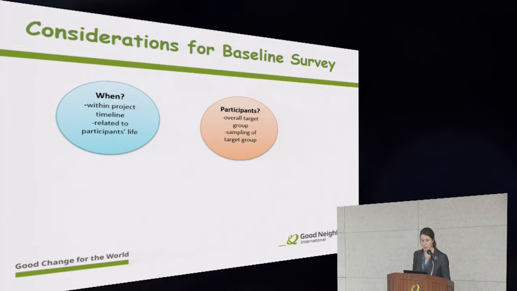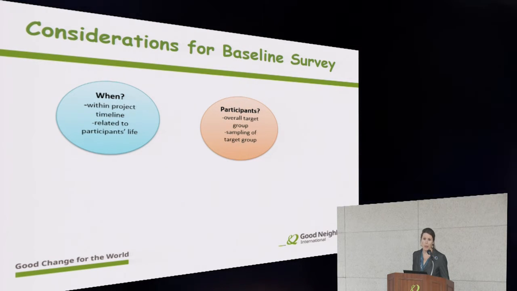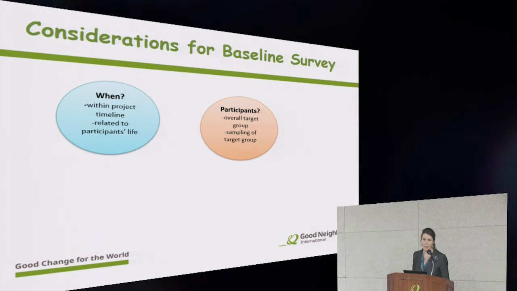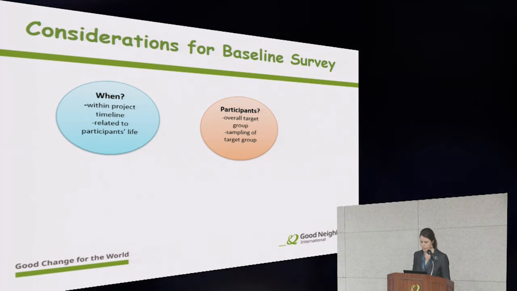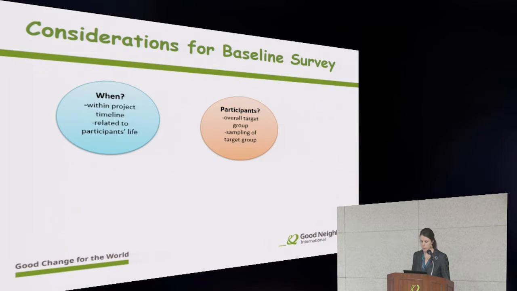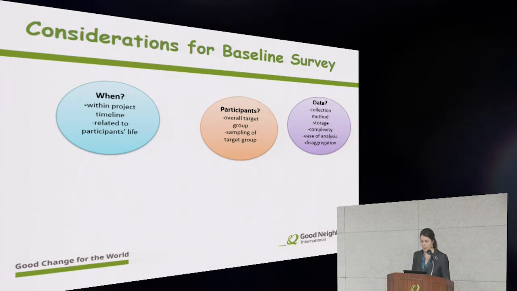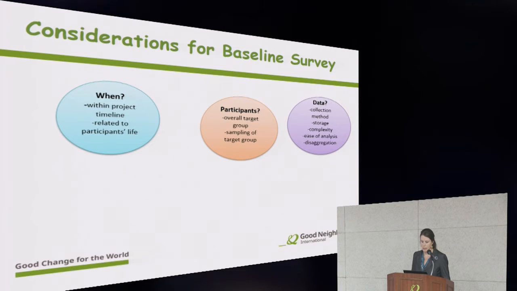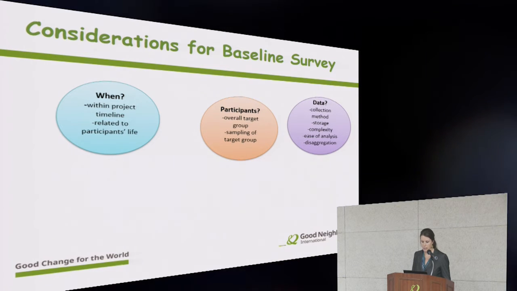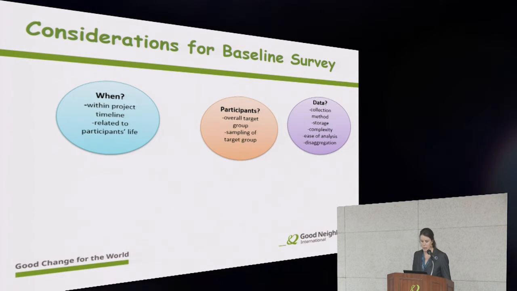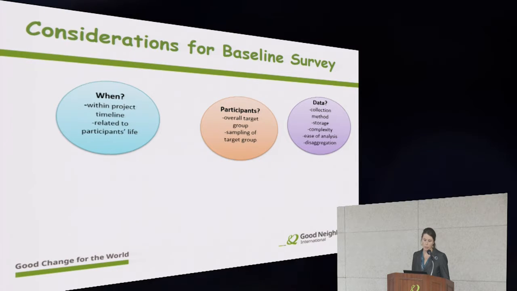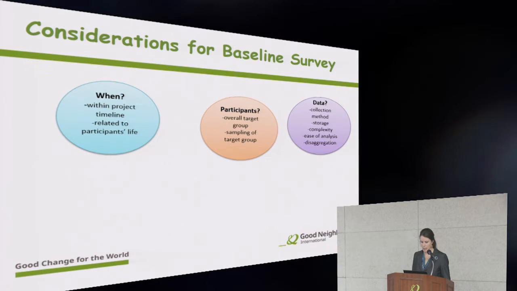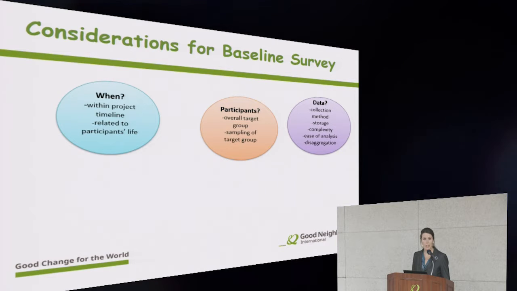We need to consider the participants themselves. So we have to think about the target group, and then we also have to think about the sampling of that target group. We have to think about the data itself. So how will data be collected? How will it be stored and analyzed? And depending on the data complexity, do you have the human resources to analyze it properly? We need to decide ahead of time how we want to disaggregate, as this will determine who we collect that data from.